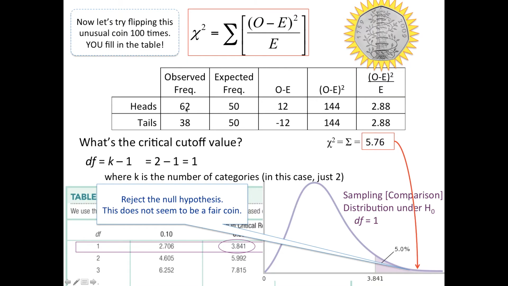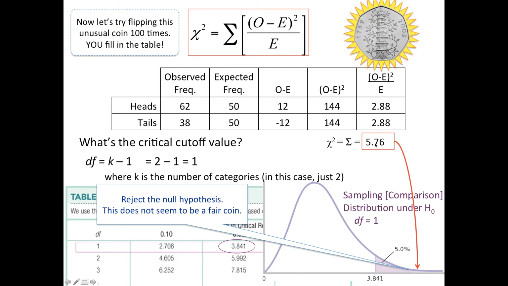So 62 minus 50 and 38 minus 50, we have 12 and negative 12. We square each of those. We divide 144 by the expected value, 50, and we get 2.88. We add those two, and our chi-squared this time is 5.76. We had the same degrees of freedom because, again, we just had 2 categories. And so that means we had the same critical cutoff value.